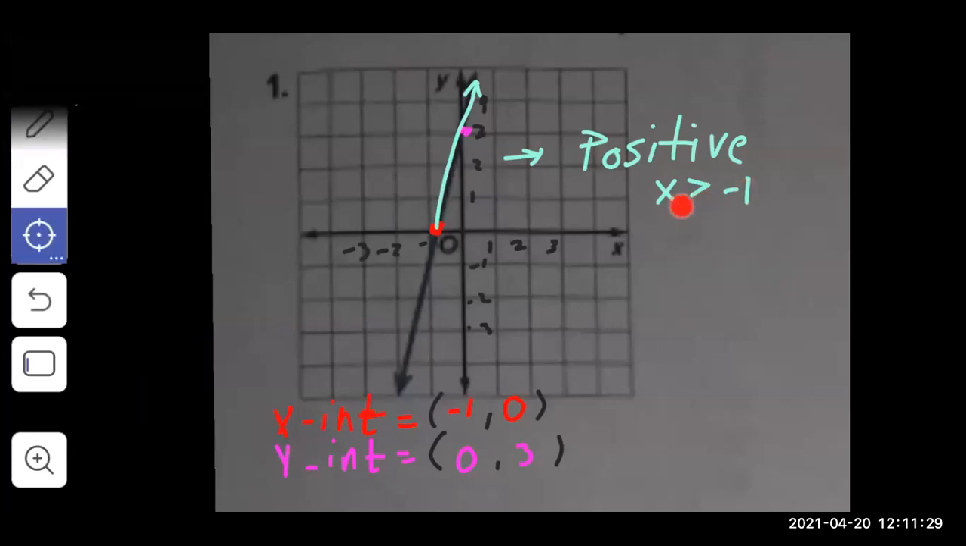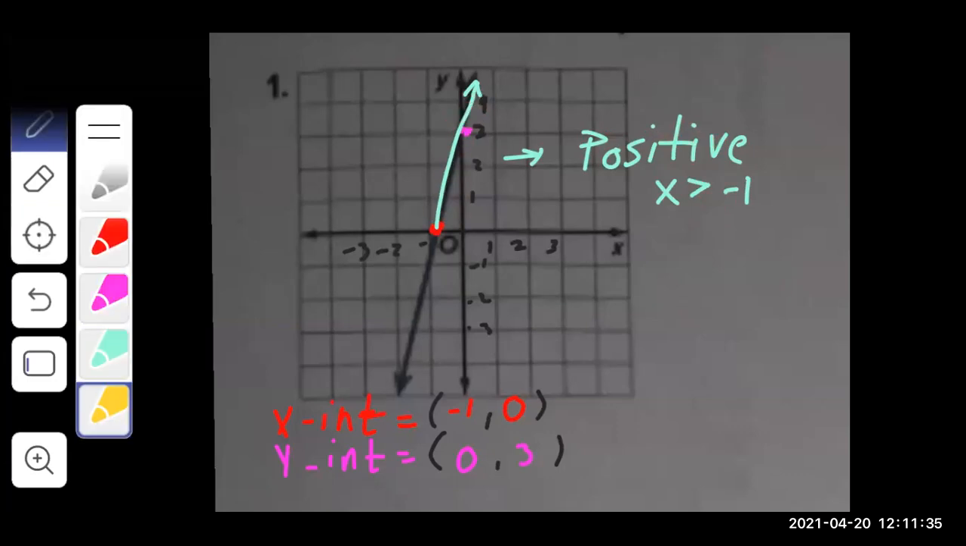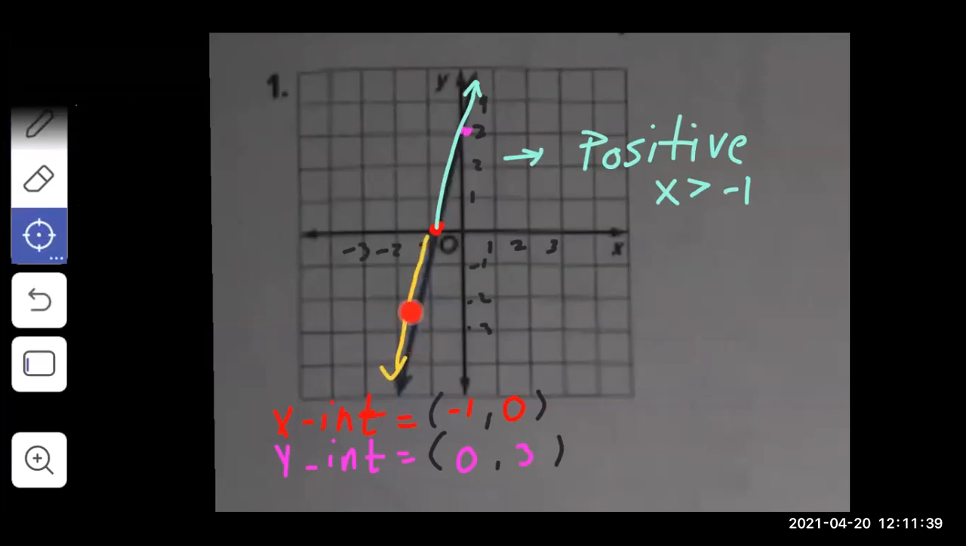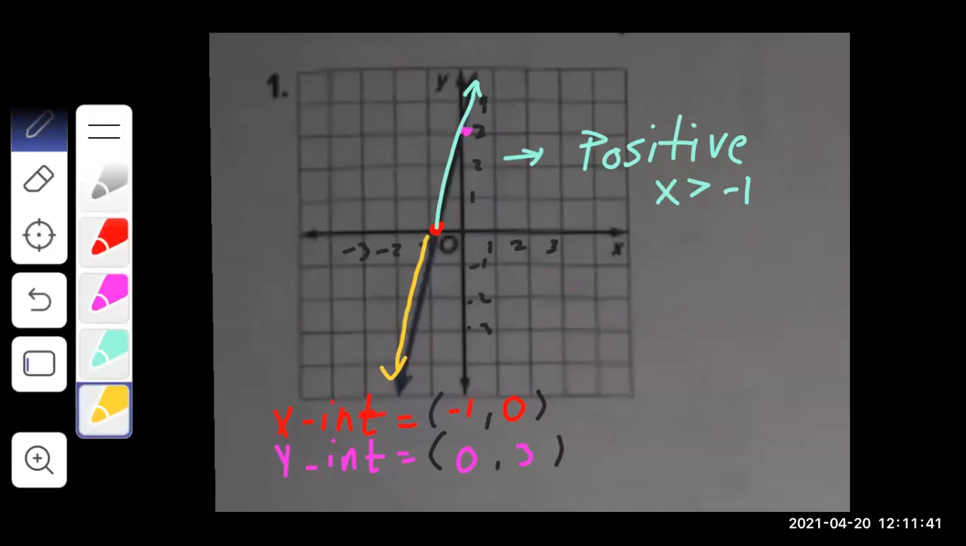If you don't understand this, don't worry. I just want to identify that this part is positive. In this part, I'm gonna draw the yellow part. Can someone tell me whether this is positive or negative? Negative. This part is negative. And what is that point? It is when x is less than -1. Just like that.